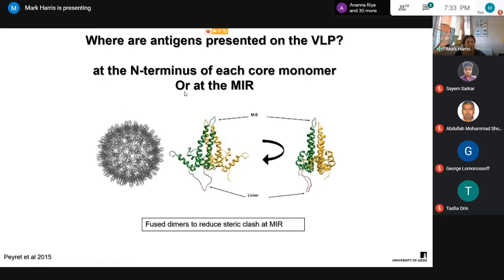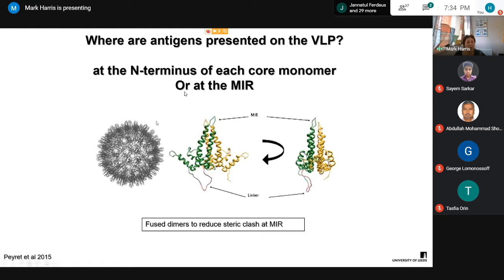So we can put our antigens at two places on our VLP. We can put them on the N-terminus of the dimer, and that will still end up on the surface of the particle. Or we can use these spikes that hopefully you can see running all the way around the particle. So this is the MIR, the major immunodominant region. And here is possibly the optimum place if you want to stimulate the immune response, to put foreign antigens all the way around this particle.